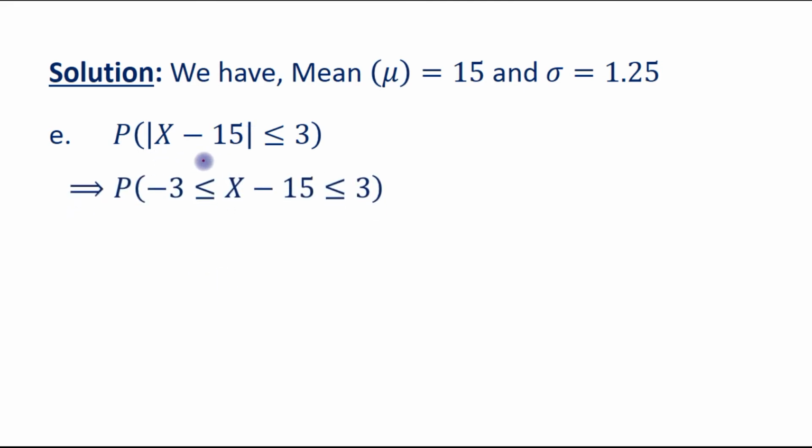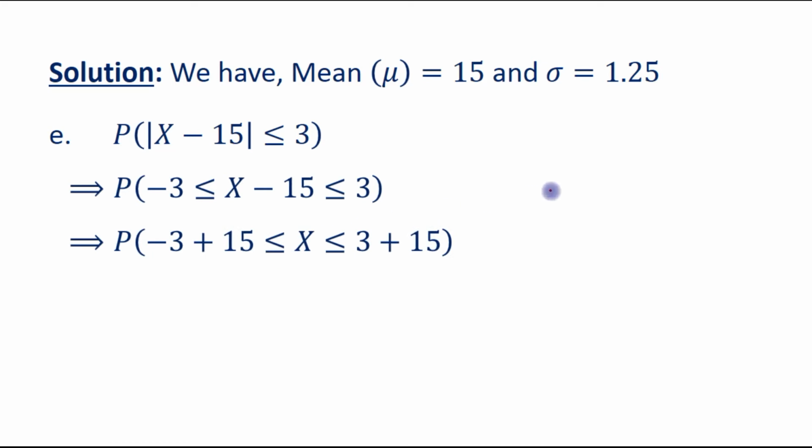In the next step, we can write it as probability that minus 3 less than and equals to x minus 15 less than and equals to 3. Next step. And finally, this will become probability that 12 is less than and equals to x less than and equals to 18. And now you can solve this question as we have solved the previous one.